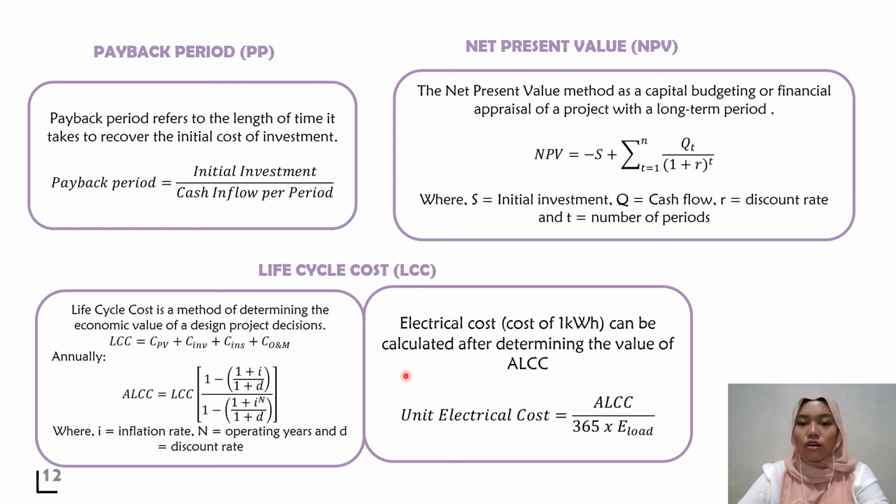The electrical cost, which is cost of 1 kilowatt-hour, can be calculated after determining the value of ALCC. Unit electrical cost is equal to ALCC divided by 365 multiplied with electrical load.